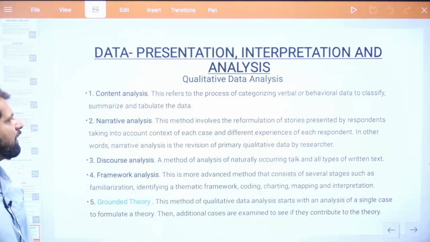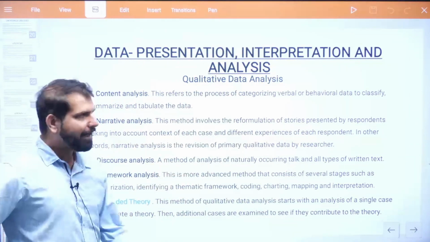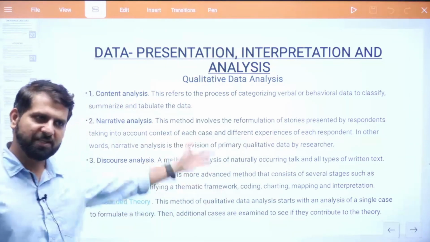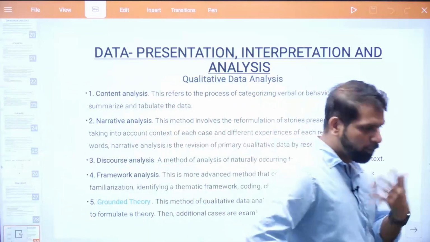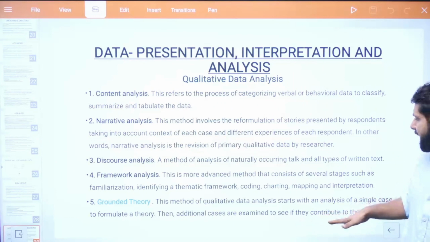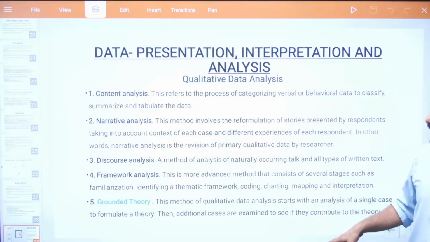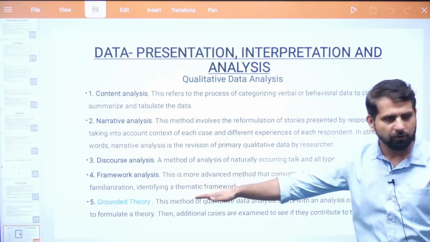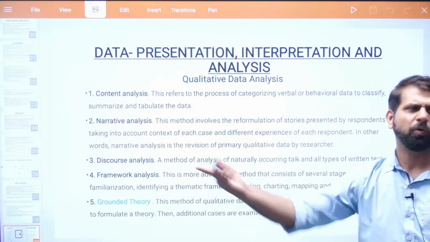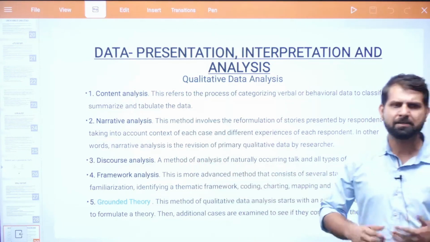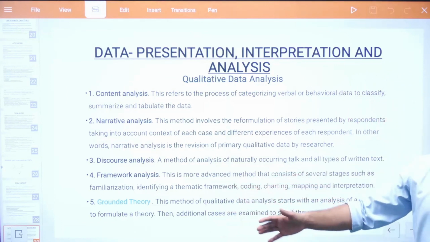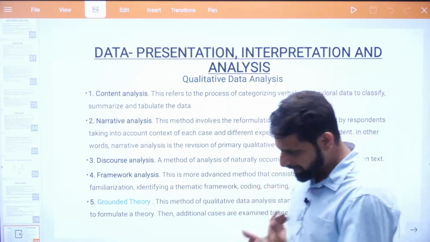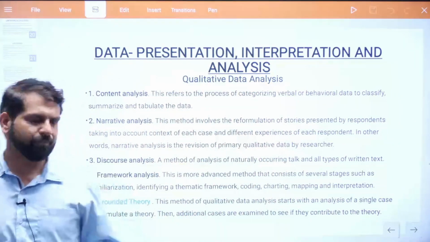Grounded theory. Here we have a single case, then we formulate theory with that, especially in the case study method, which we use. Additional cases are examined to see if they contribute to theory. So when we have a collective case study, we will see whether it holds true or not. Or if we have a single study, we do grounded theory. Similarly, we do this as middle range theory in archaeology also. So grounded theory is also a very extensively used method in research.